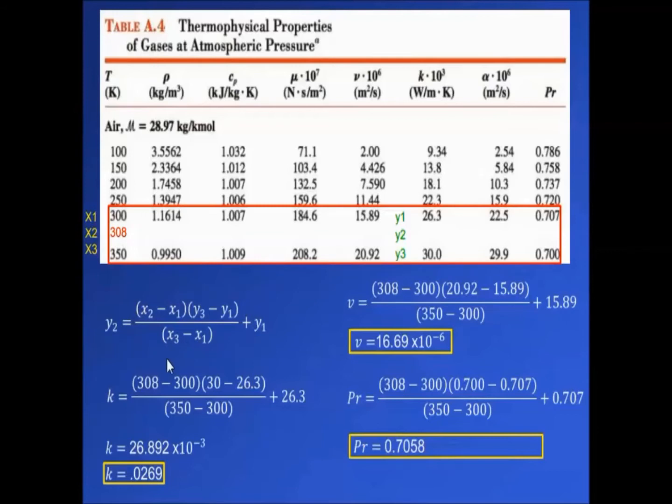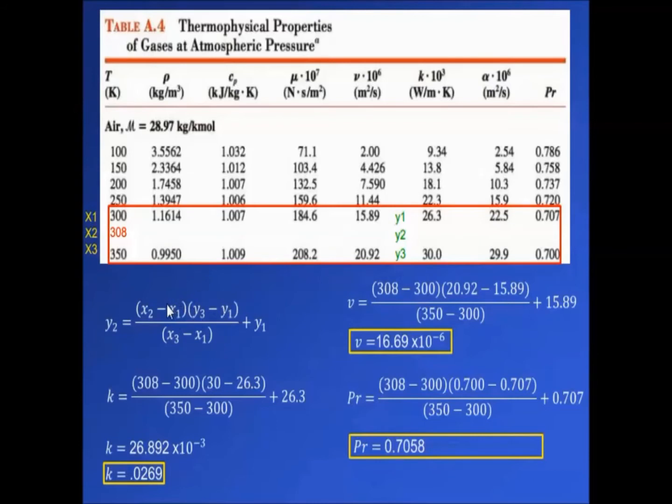For interpolation, I use this relationship down here, where y2, the value of whatever property we're interested in, is equal to x2 minus x1, where x2 is our 308 and x1 is our lower end, times y3 minus y1, where y3 is our value here and y1 is our value here, all divided by x3 minus x1, our upper and lower limits, plus our y1 value.